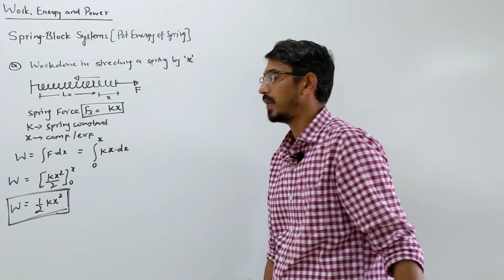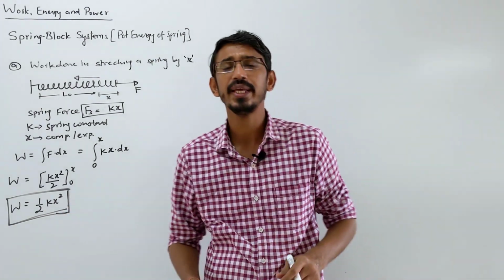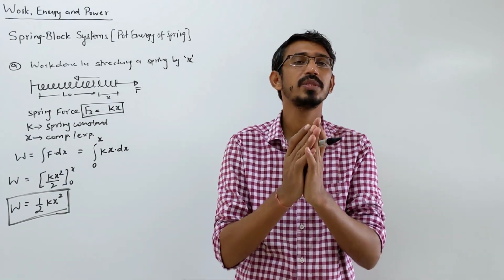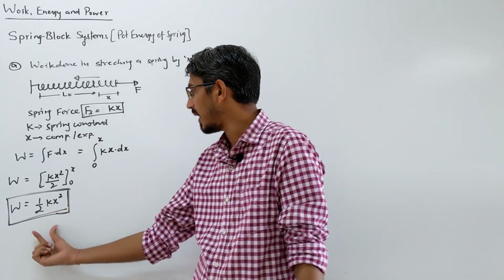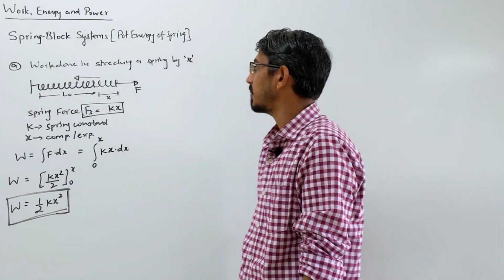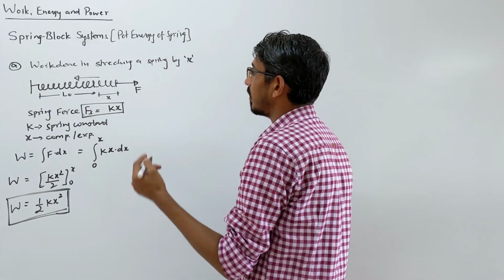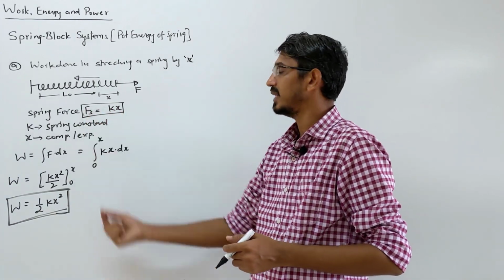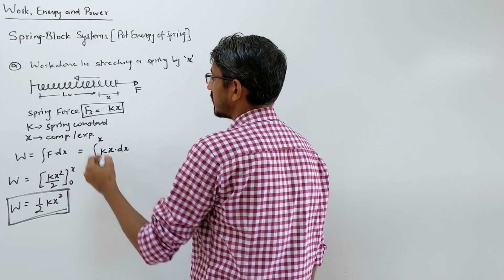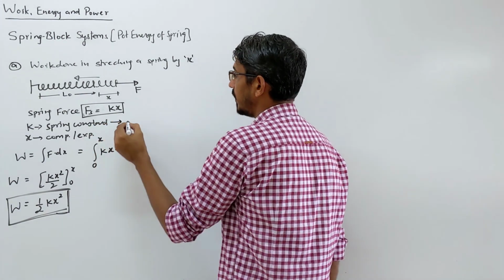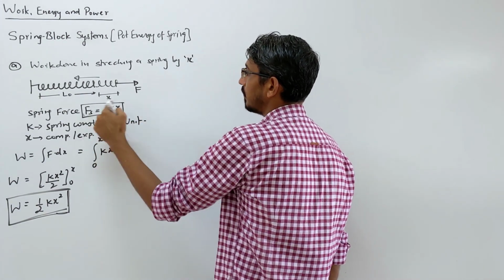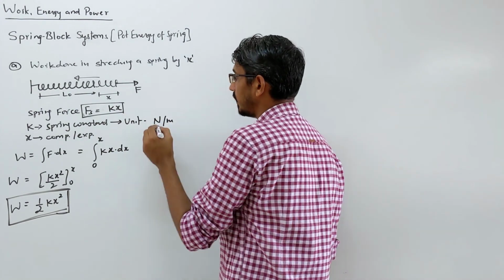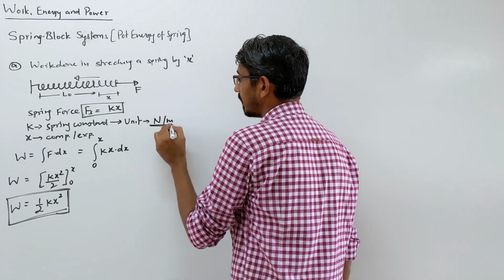If you want to stretch a spring from its natural length, expand it by x amount or compress it by x amount, the work done will be half kx square. K is the spring constant. In our first chapter they asked the dimension of K also. The spring constant is force by distance, so its SI unit is Newton per meter.